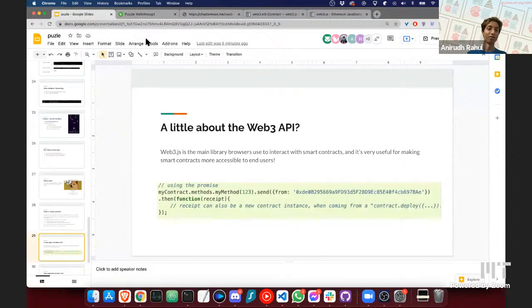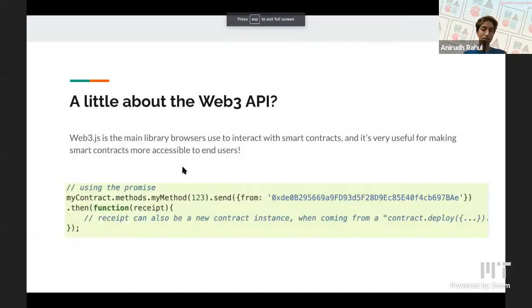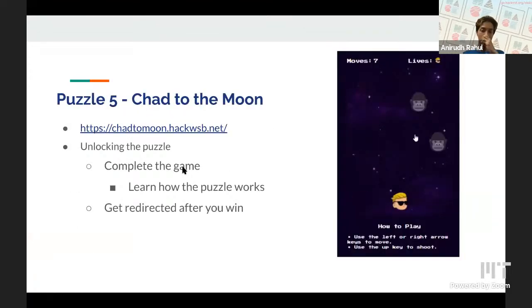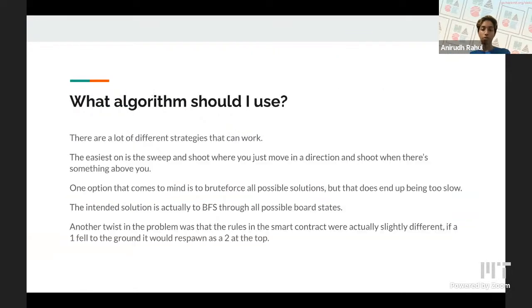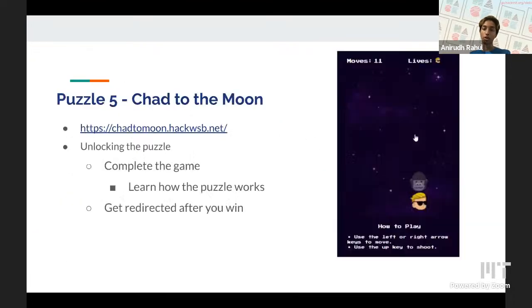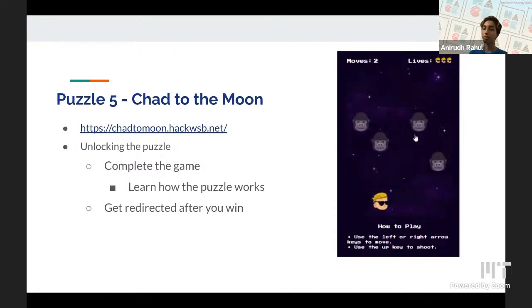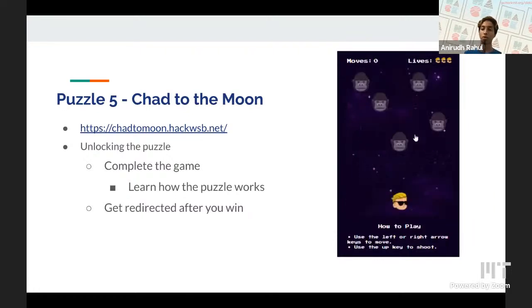So I will talk through the rest of it instead of walking through it. Essentially the puzzle was a smart contract where you played this game, you see with the little Chad and the apes falling down. The only difference between the browser version and the smart contract version was that the smart contract version was slightly bigger. Instead of 5 columns, there were 12 columns and 6 rows, right? So the actual size of the board was bigger.